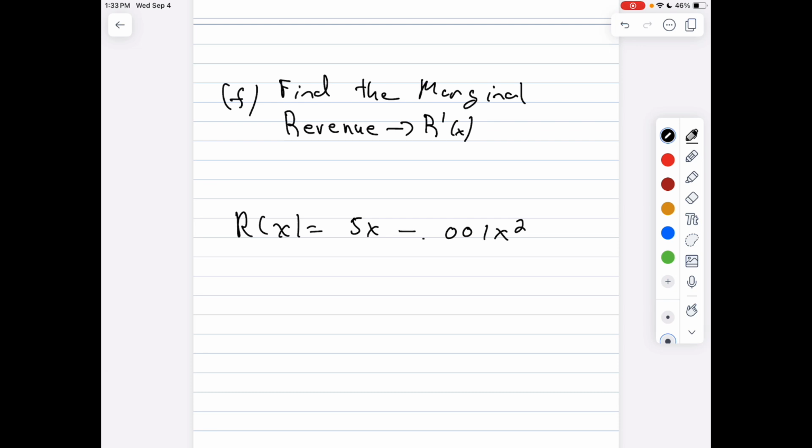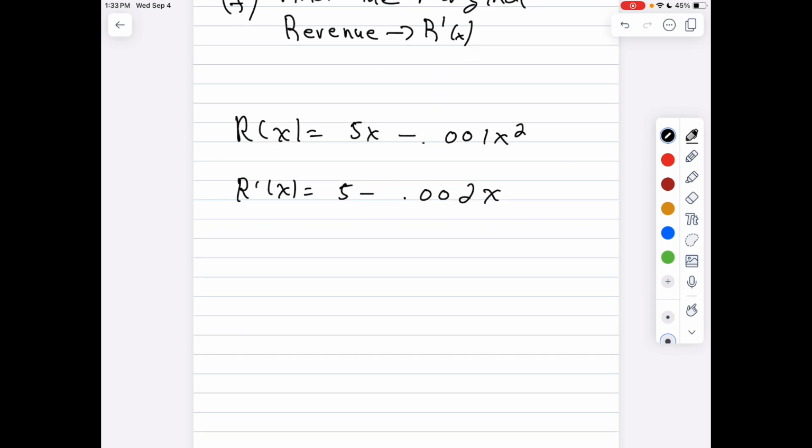Okay, so for the marginal revenue now, I'm going to go ahead and take the derivative of that as well. So this would be 5 minus 0.002x. And what the marginal revenue tells you is the amount of money you should expect in an increase in revenue or decrease if you made one more unit after X units were made.